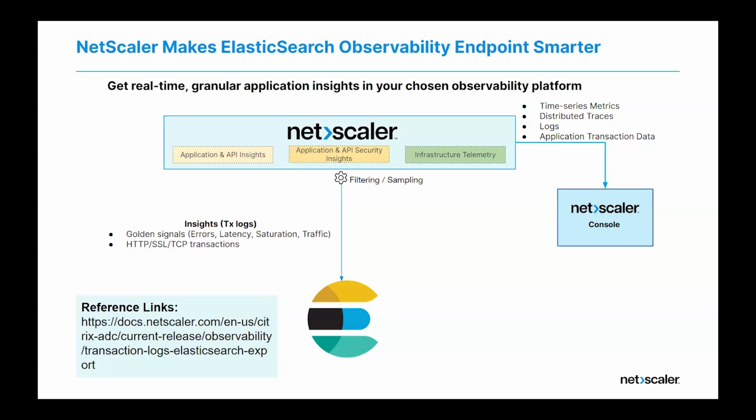On Elasticsearch, as you see, we are sending the transaction records, which in turn means that we are able to export the golden signals. And if you have an L4 to L7 stack, different applications have different protocols. In that case, we can do transaction troubleshooting on the different protocols from TCP to HTTP.